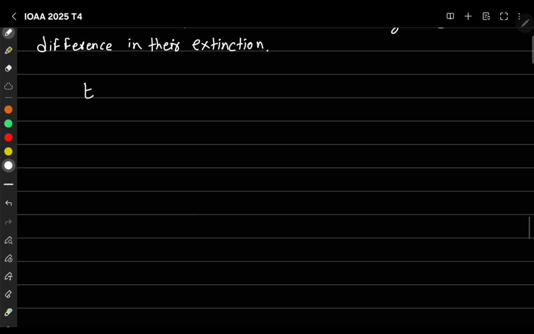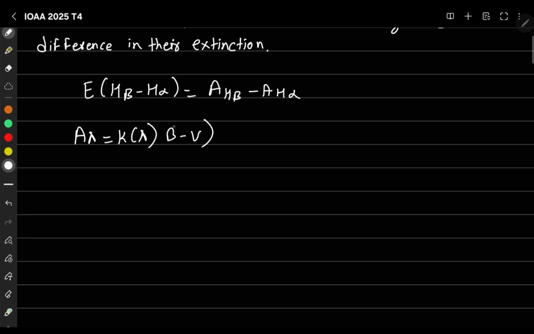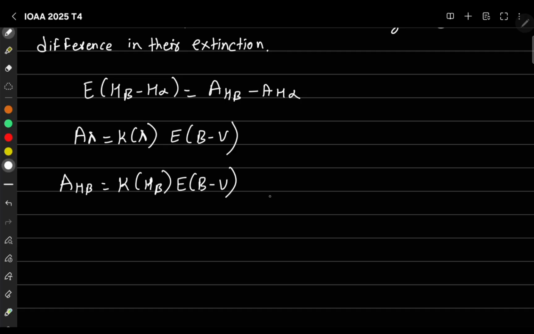So E(Hβ − Hα) would be what? It is just the extinction in the Hβ line minus the extinction in the Hα line. Now I already know the relation for lambda: A_λ = K_λ E(B−V). So for A_Hβ, it should be K_Hβ E(B−V), and for the extinction A_Hα, it should be K_Hα E(B−V).